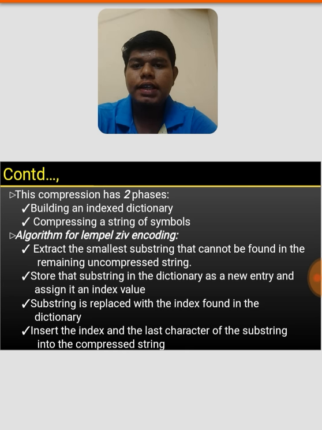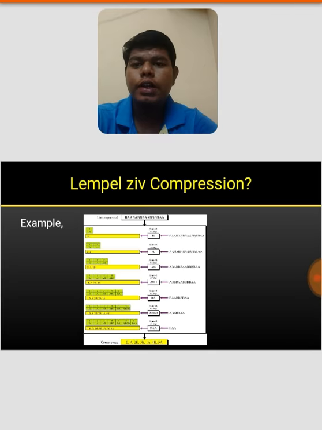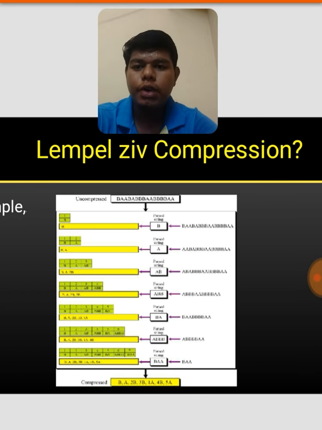Likewise, the algorithm for dictionary coding is: extract the smallest string that can be found in the remaining uncompressed string, store the substring in the dictionary as a new entry and assign it an index value. The substring is replaced with the index found in the dictionary, and we insert the index and last character of the substring into the compressed string. Now we are going to see the dictionary coding.